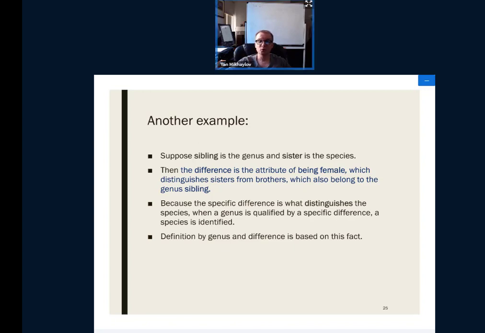Or suppose you're looking for a definition for the word sister. Sister would be your species, and you look for the genus, which is a larger class. That would be a sibling, right? What is the difference between a sister and a sibling? It's a female sibling. So there you go. You pretty much created your definition, and this is exactly how it works. The definition would be: sister is a female sibling.